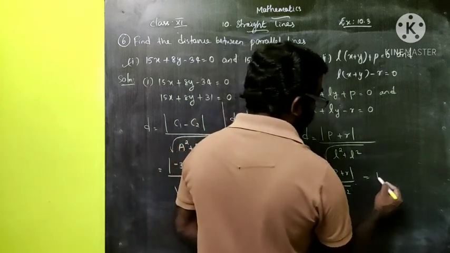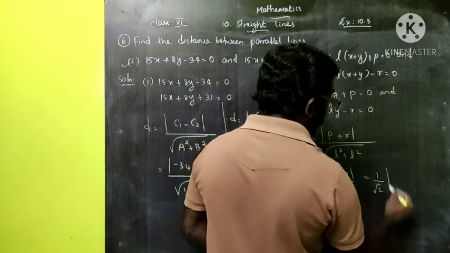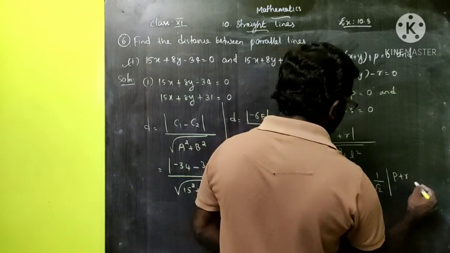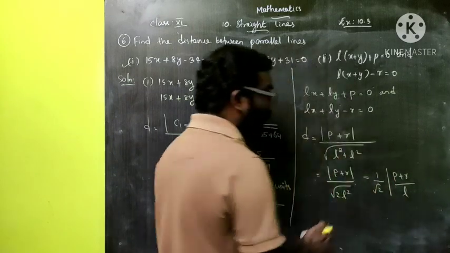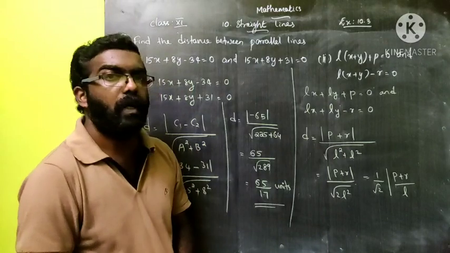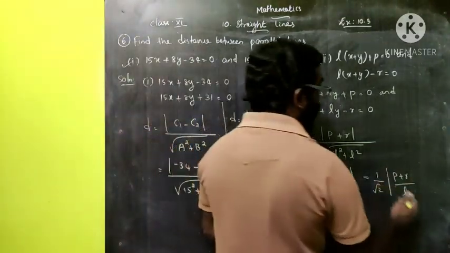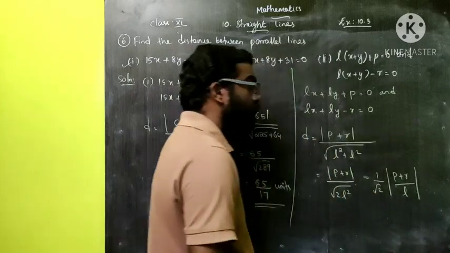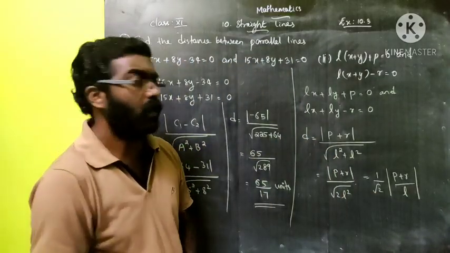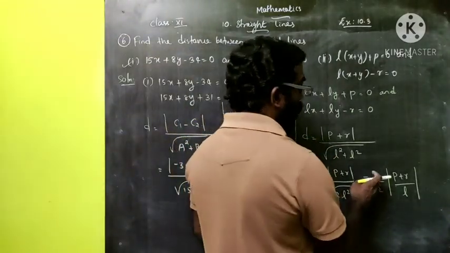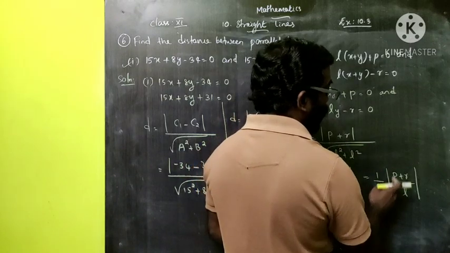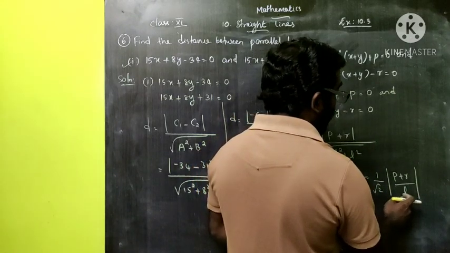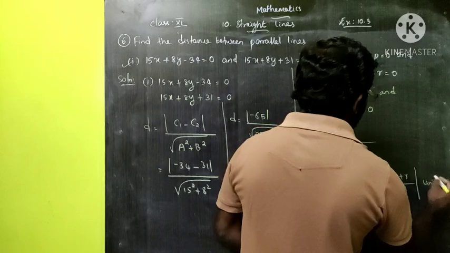Or we can write 1 by root 2 into modulus of p plus r divided by L. Root L square is equal to L, that we can write in the modulus, because distance is positive, so we have to take the positive value only. So distance is equal to 1 by root 2 into modulus of p plus r divided by L units.